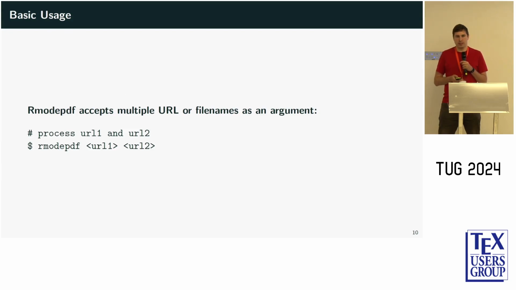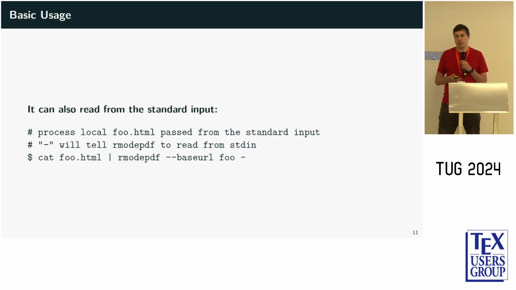So now I will quickly show you the usage of the script. The basic use is just a list of URLs. It will make one PDF file for all URLs that you pass. You can also pass local files, not only web pages, and you can also read from the standard input, but you need the base URL option. I'm going fast, but in the end, I will show you the address of the HTML version of this presentation with some additional handout with additional information.